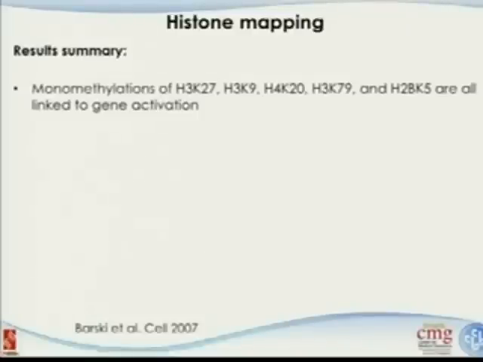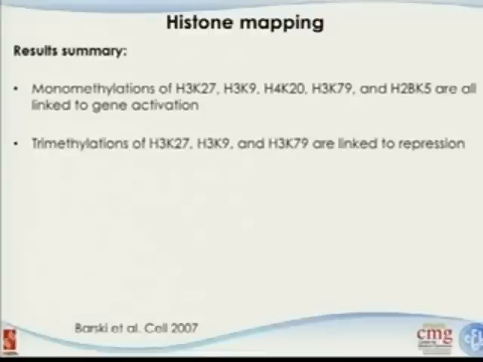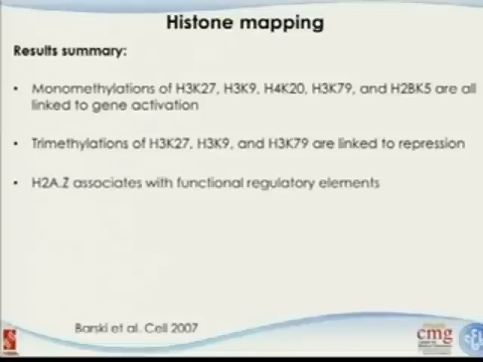And they found that for several of these histone markers, such as histone 3 K27, monomethylation is linked to gene activation, and trimethylation of these markers is linked to gene repression. People are still trying to figure out why that happens, but at least with ChIPseq technology, this is the first time people understood the different histone markers and their binding patterns in active and inactive genes.